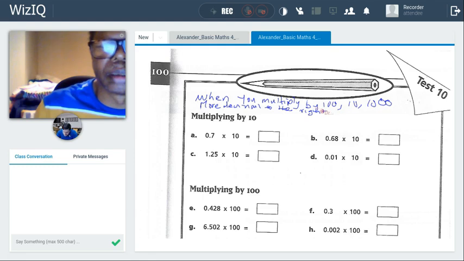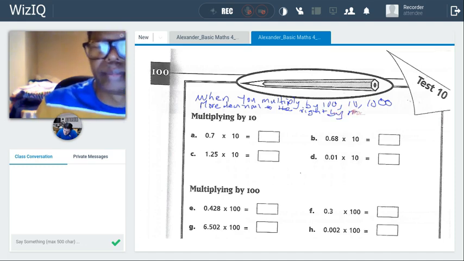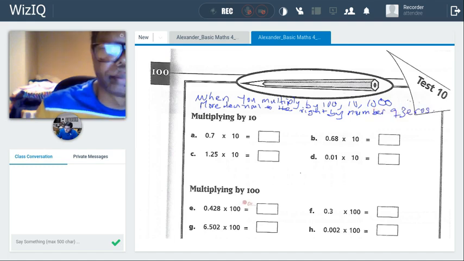So when you multiply by 10, 100, you move the decimal point to the right by the number of zeros. So if it's 10,000, then count the number of zeros. Have you understood? So when you multiply by 10, 100, 1,000, 10,000, you move the decimal point to the right by the number of zeros. This is to your right hand side.